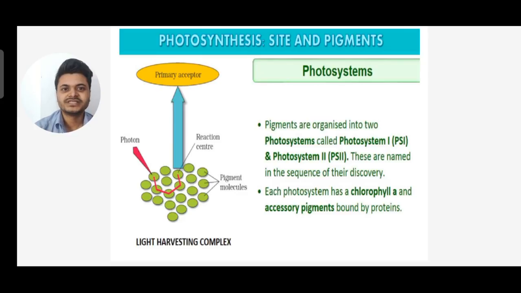You can see on the left-hand side the diagram of the light harvesting complex. You can see the photon, the reaction center, the pigment molecules and the primary acceptor.